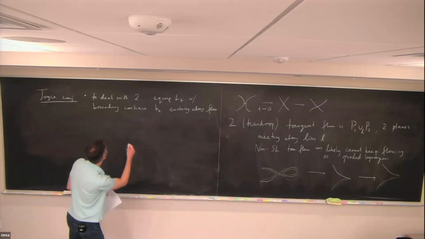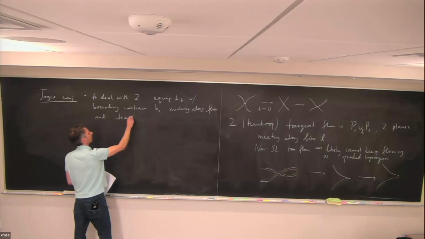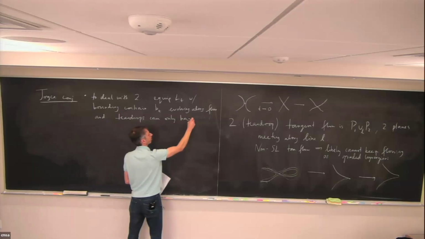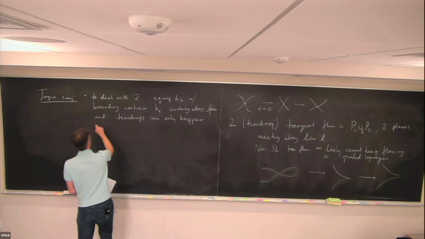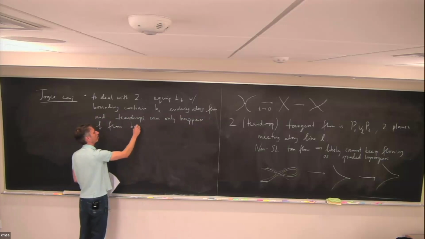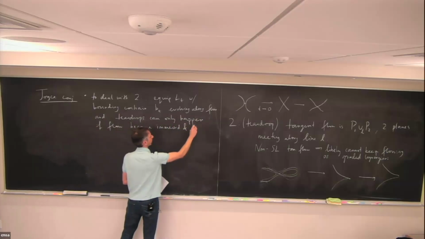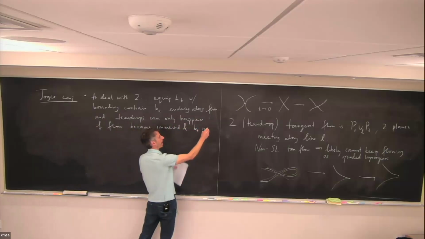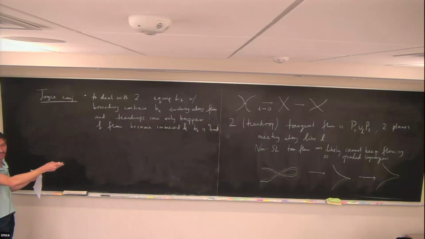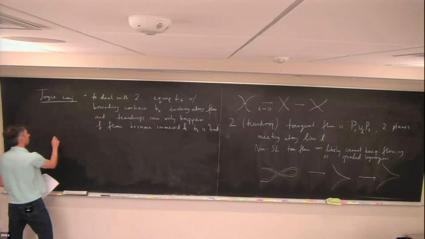But okay, let me say that these teardrops can only happen if the flow became immersed, and this b_t is bad. I don't know how to explain it. There's some sign that should always be positive, and then at some point it may become zero. That's the bad case. Okay, so let me not write more about that.